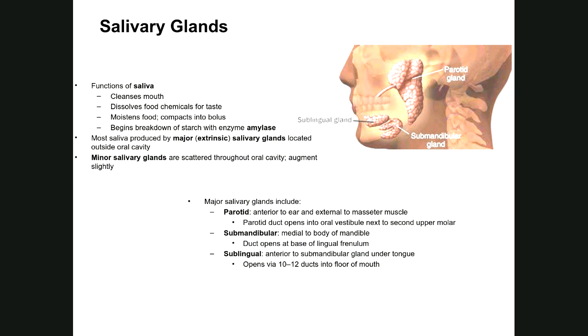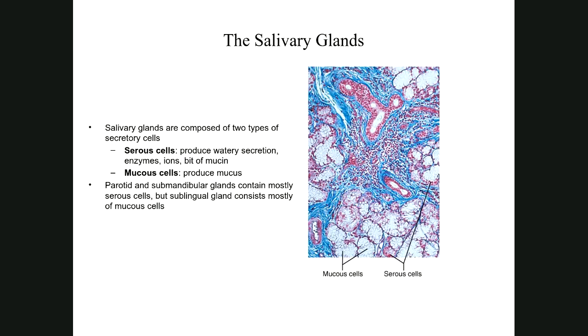We have the submandibular gland, medial to the body of the mandible. This is why we call it submandibular. And we have the sublingual gland that is anterior to the submandibular gland, and this is under the tongue. So this is why we call it sublingual. All right. And this is the histology of the salivary gland.